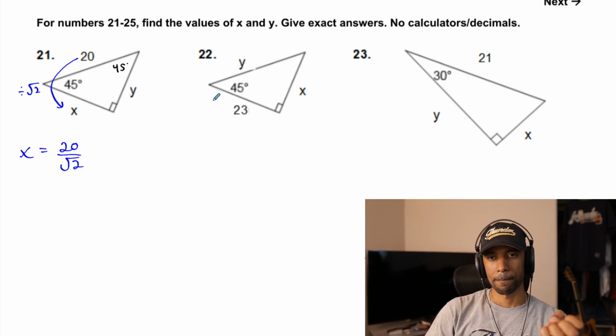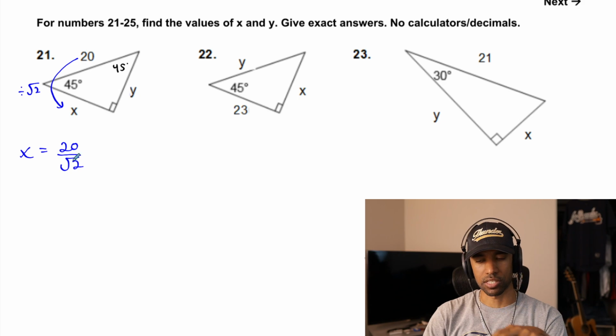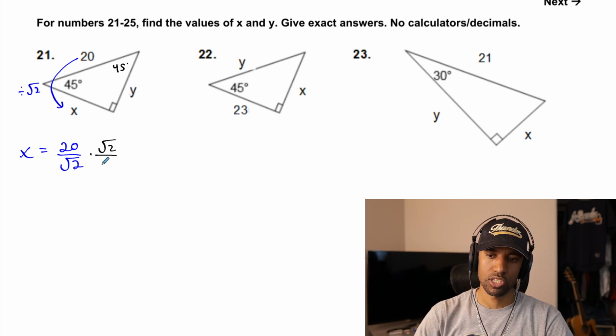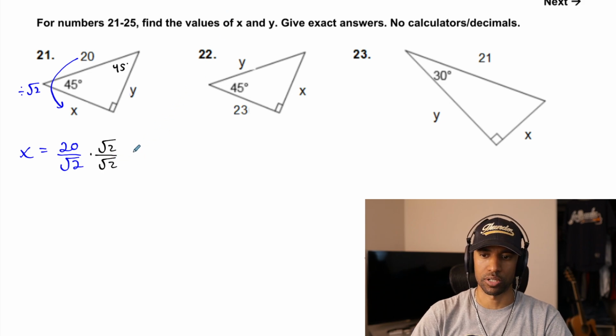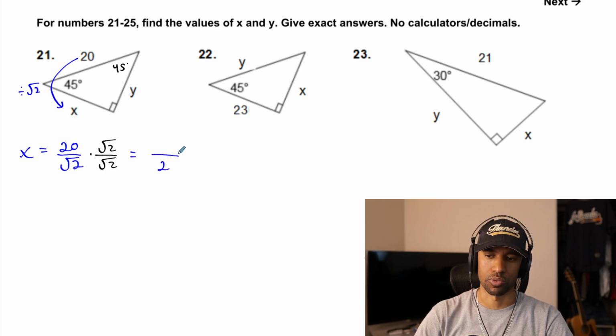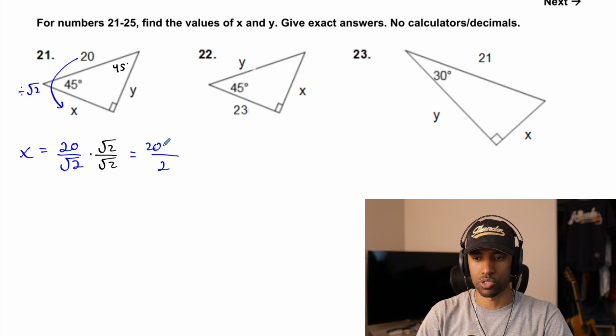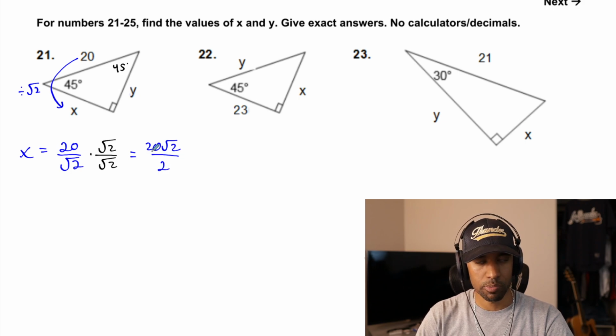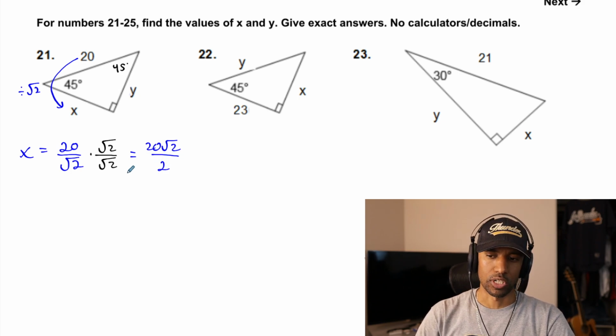Now simplified, we need to rationalize the denominator, which means I got to multiply top and bottom by root 2 just to turn the bottom into a 2. I need to rationalize it. So the bottom becomes 2. Awesome. The top is 20 root 2. Well, now I can reduce this. 20 divided by 2 is 10. So that gives me 10 root 2.